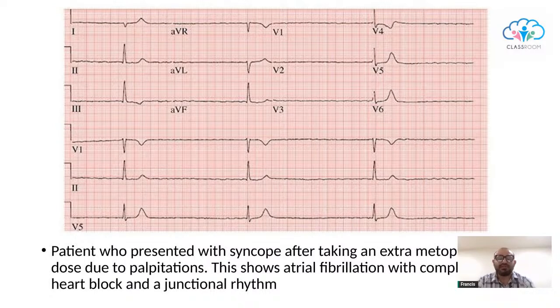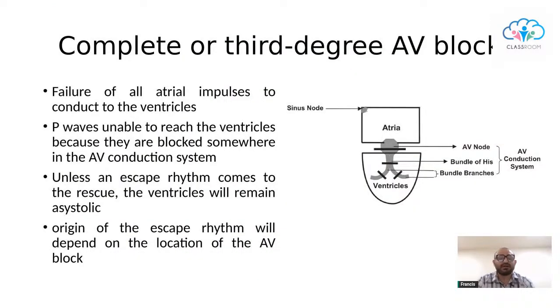So what is a complete heart block and what is a junctional rhythm? So complete heart block or a third degree AV block is when there is failure of all atrial impulses to conduct to the ventricles. The P waves are unable to reach the ventricles because they're blocked somewhere in the AV conduction system. And unless an escape rhythm comes to the rescue, the ventricles remain asystolic. An escape rhythm is sort of like when you lose electricity and your backup generator, UPS comes on. It's kind of like that.